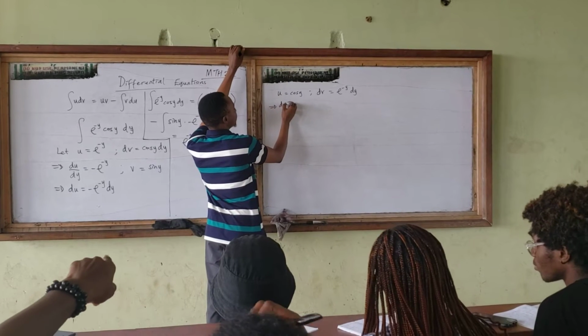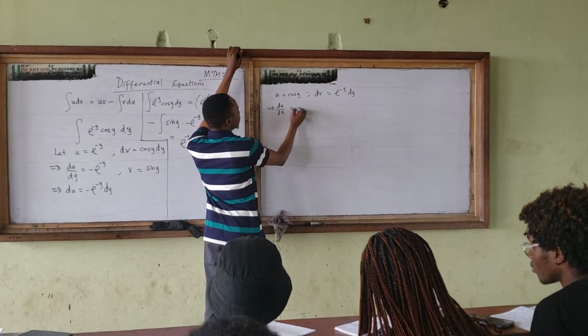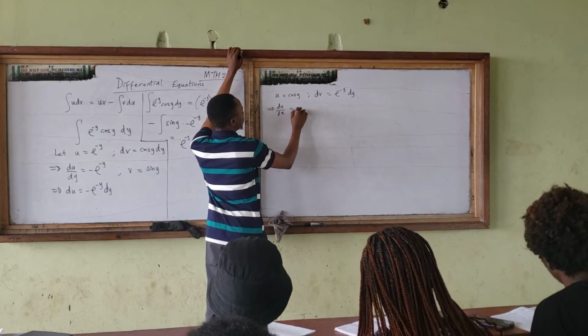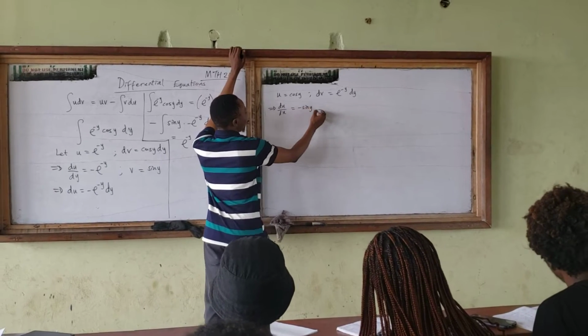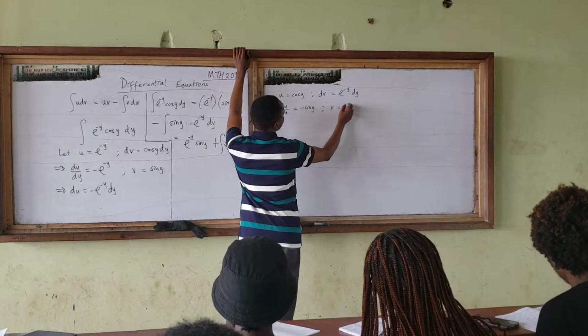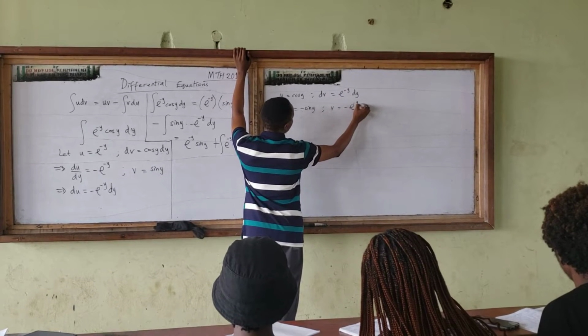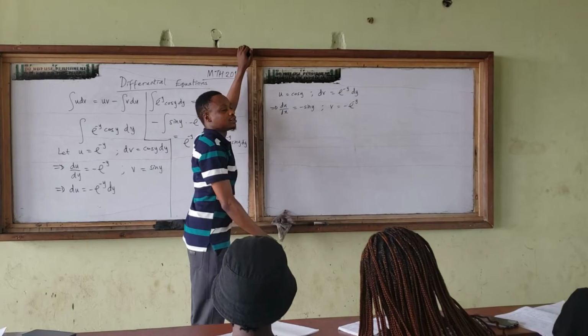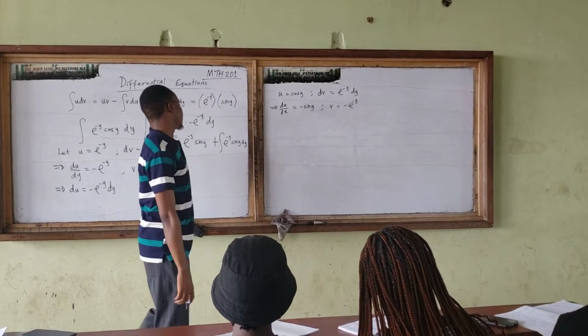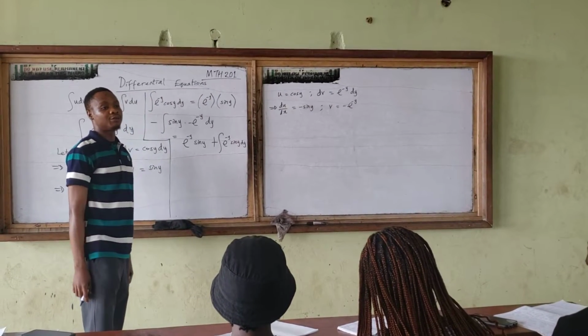We're going to have du dx, this will be minus sine y, and then you are going to have v to be equal to the integral of this. What would that be? Minus e raised to power y. Do you understand that? Okay. This will give you the same results. Is that clear? By the time you make substitution.